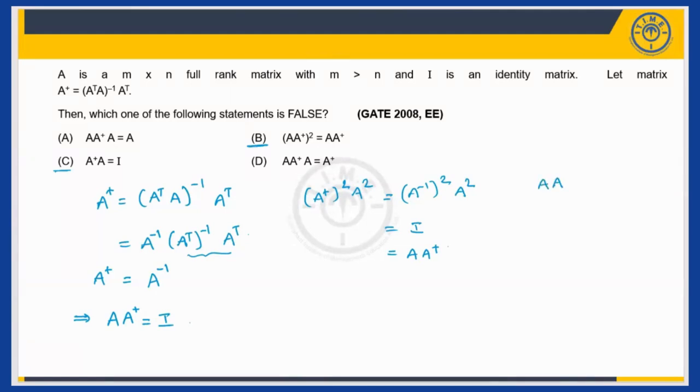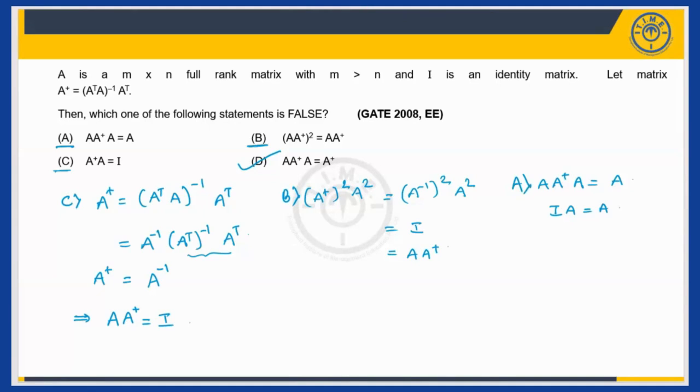So A into A plus into A equals A. Now A into A plus is I into A, which is A. Obviously it is true. So D is the false one. So this is the proof of C, this is the proof of B, and this is the proof of A.